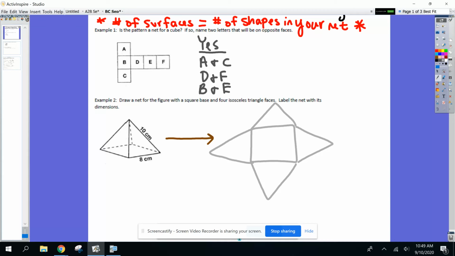You have to dimension it. Correct, and I see some of you guys writing on the chat. If your 3D figure has measurements, so does your net. Do I need every single side labeled? No. Here you go, 10 centimeters, 8 centimeters. I do not need every single edge labeled.